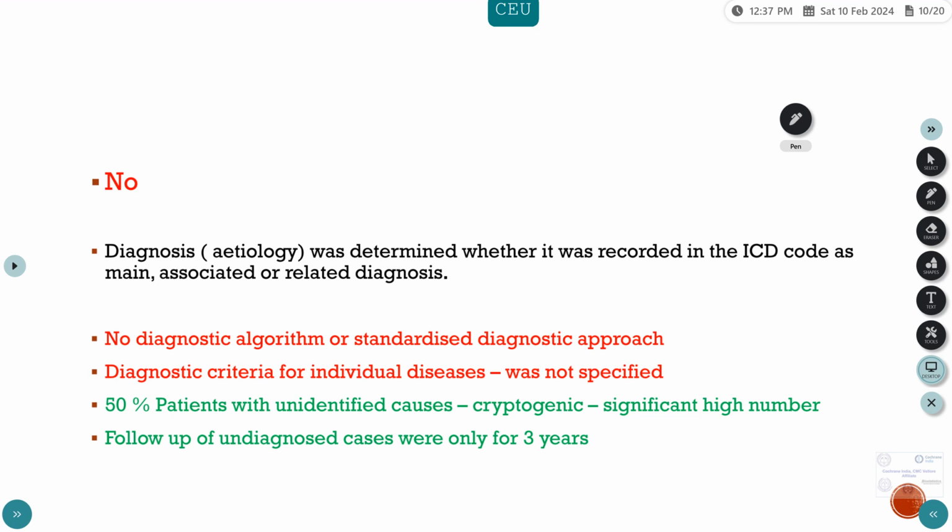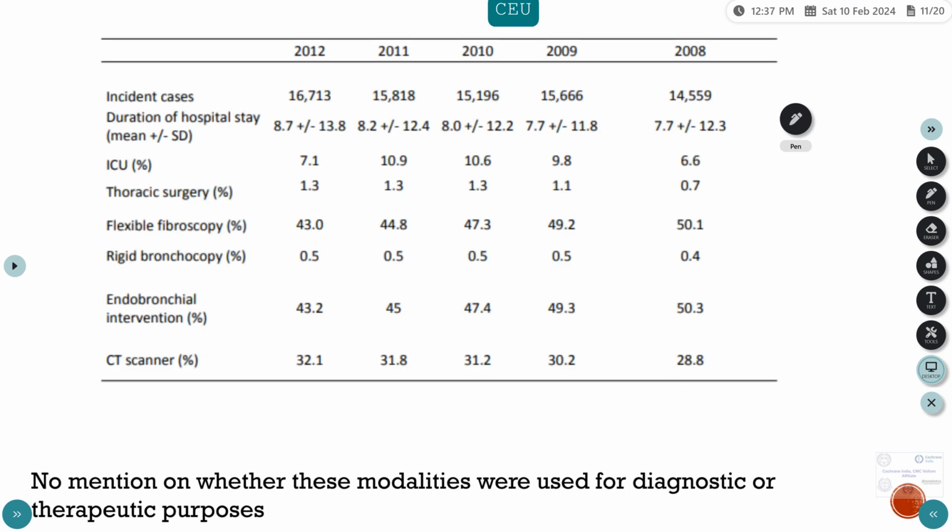definite. So they had mentioned in their study that from 2008 to 2012, they had used a significant amount of interventions, like thoracic surgery, flexible fibroscopy, rigid bronchoscopy, endobronchial intervention, and CT scans. However, whether these modalities were used for diagnosis of the cases or as a therapeutic intervention was not specified, and whether this was used in an algorithmic approach or whether there was any specific criteria they followed for using them, as in which patient presenting with this would get CT scans or endobronchial intervention, was not specified.